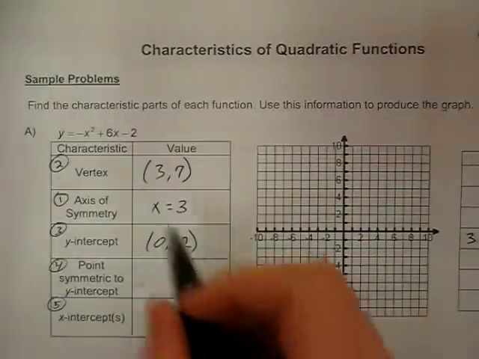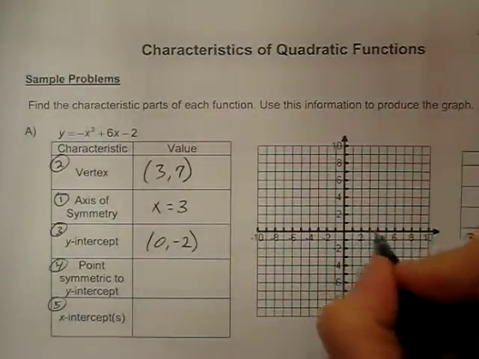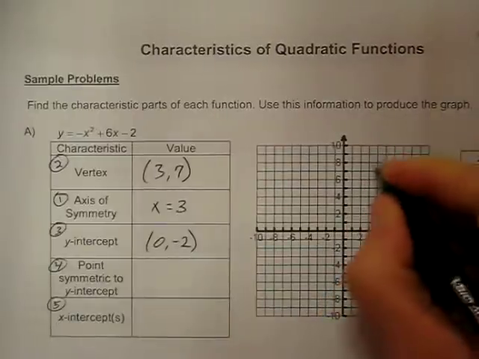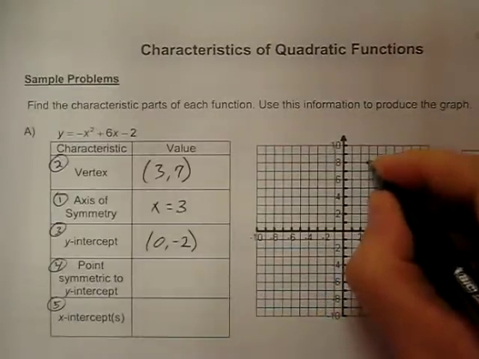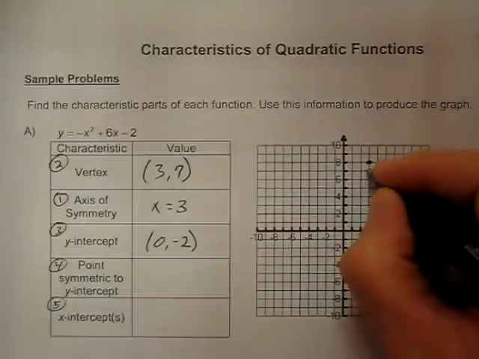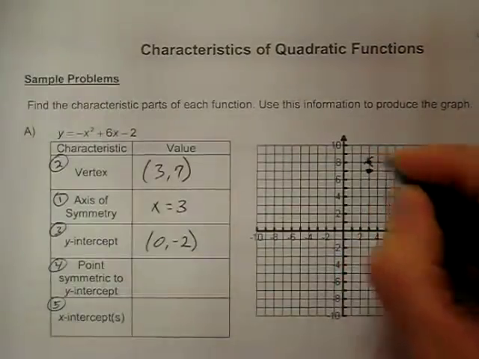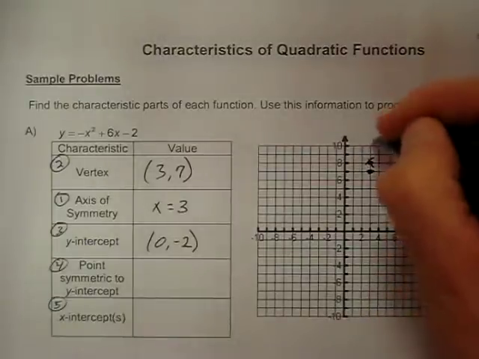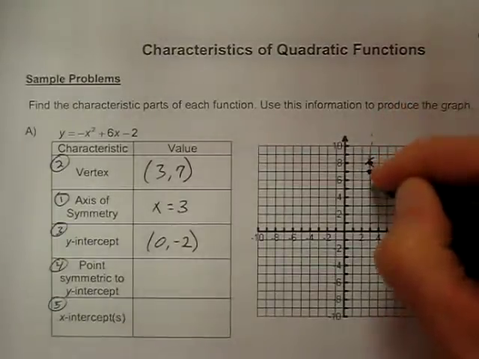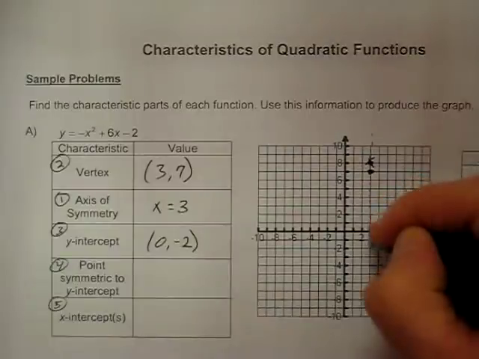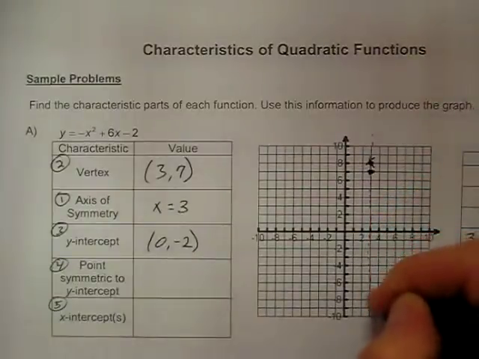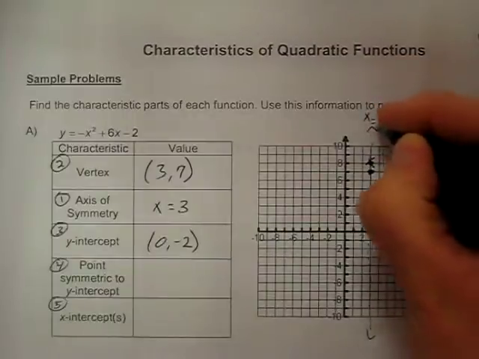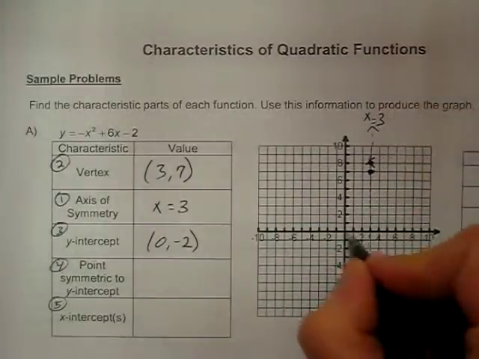Okay? You graph your vertex. It's at 3, 7. I'm sorry, that's 8. There's 7. That's not right. 3, 7. Your axis of symmetry is x equals 3. That is a vertical line at x equals 3. Okay, the y-intercept is 0, negative 2.